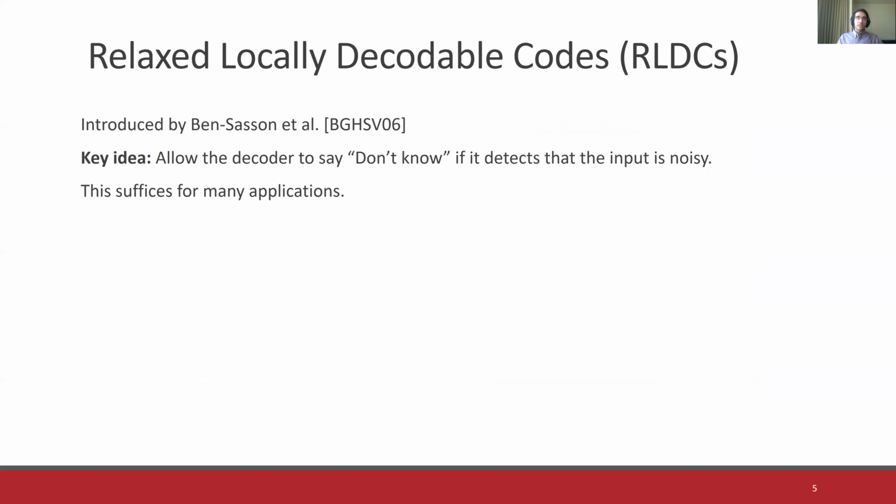Now, motivated by this gap, Ben-Sasson et al. introduced the notion of relaxed locally decodable codes. And the key idea here is that we are allowing the decoder to say "don't know" or give up if it detects that the input is noisy. And these RLDCs suffice for many applications.